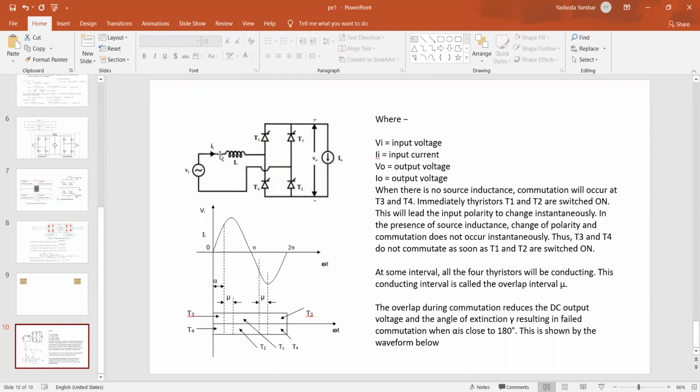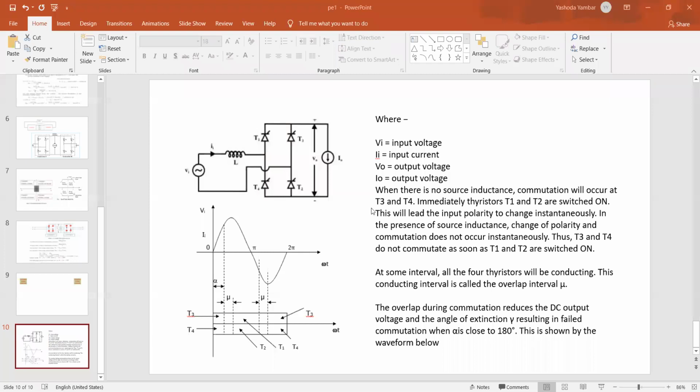But due to the presence of inductance, T3 and T4 will not be turned off, because the inductor releases the current after a certain period of time. Therefore, the inductor releases the stored energy after a certain time delay. So T3 and T4 will be on.